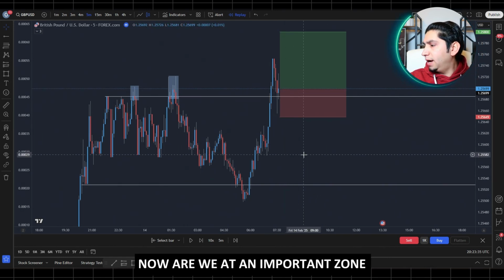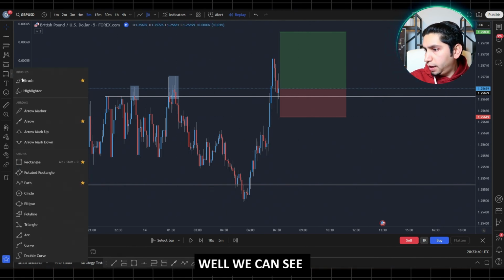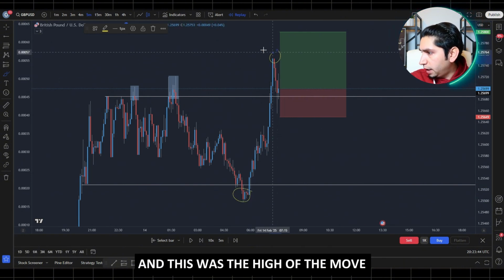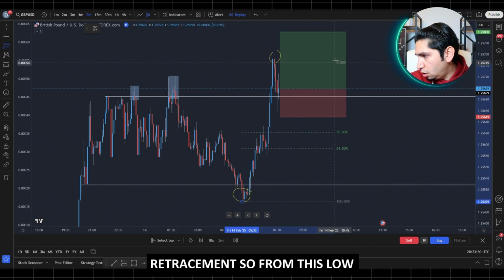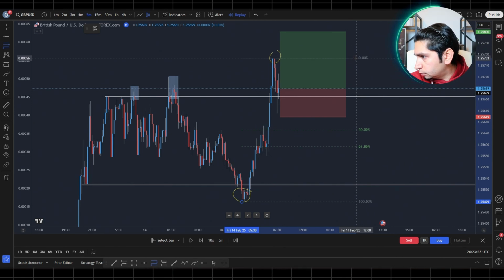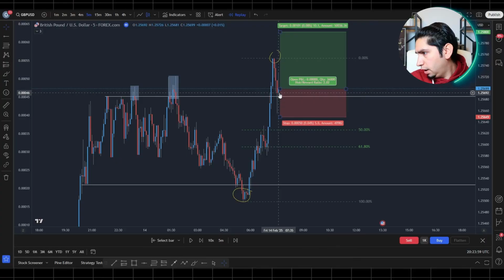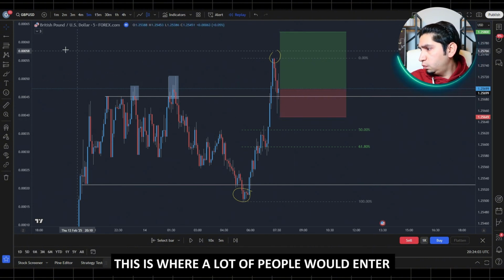Now, are we at an important zone? Well, we can see that the move started from here, and this was the high of the move. Now, this is when you apply something as simple as Fibonacci retracement. So from this low to this high. We are entering in the middle of nowhere. And to make it worse, we haven't even entered London session. This is where a lot of people would enter.